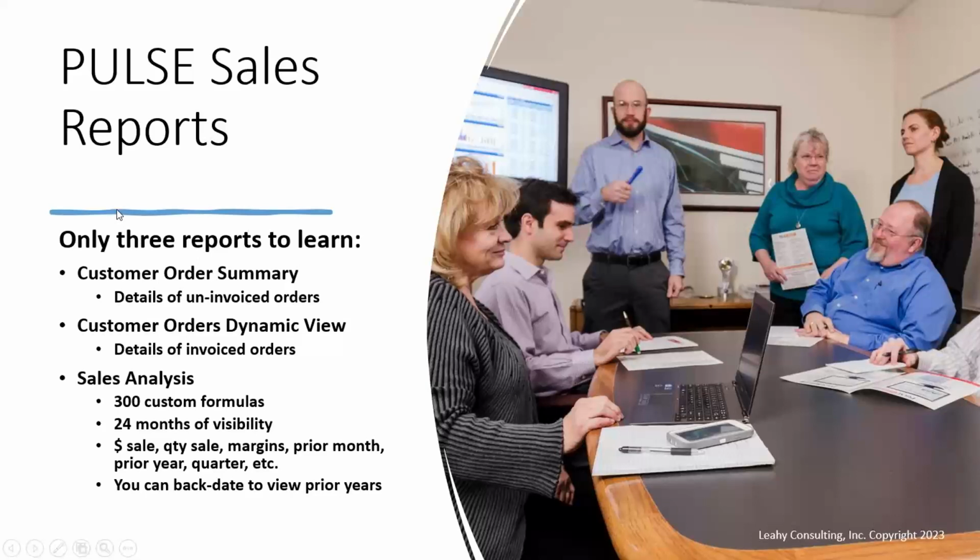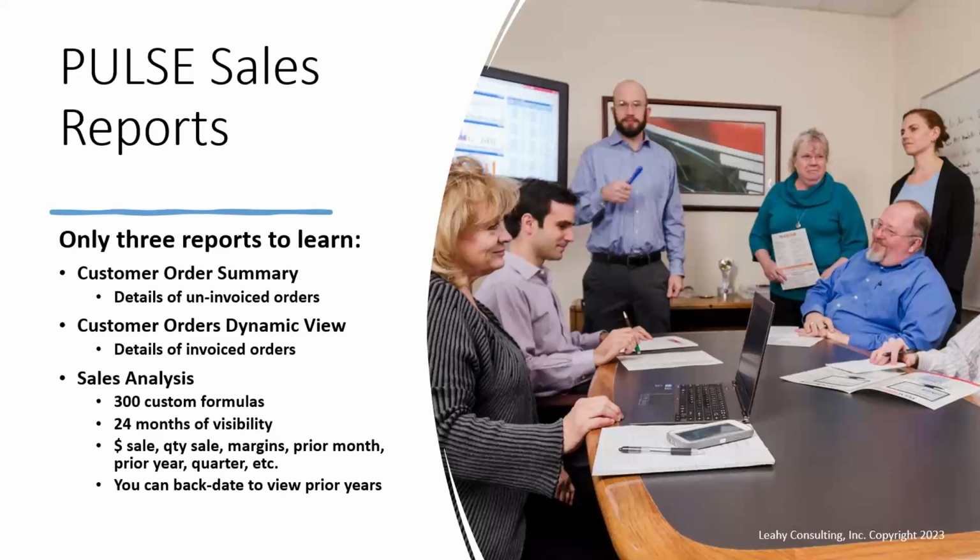Okay, so in our sales report, there's really only 3 reports. Within the inventory module or within the executive, there's a bunch of reports. So in this area, there's really only 3 reports to learn, and we're going to go through this slowly. There's a customer order summary, that is showing you uninvoiced orders. The next one, customer orders dynamic view, that's designed to show you the details of invoiced orders. And then we have sales analysis.